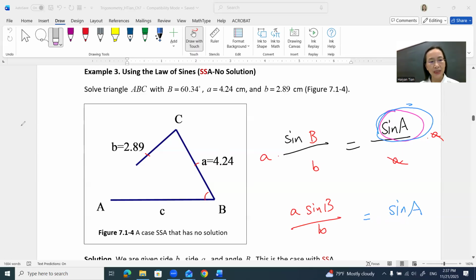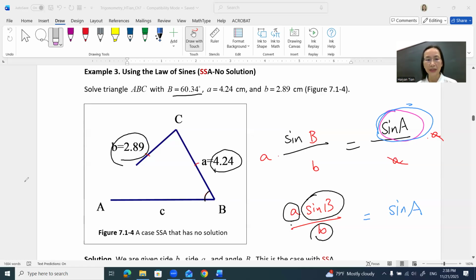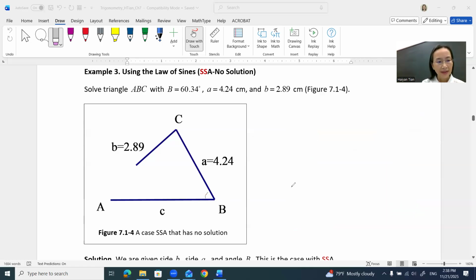So what is the value a given, right? You put a 4.24 here. And what is the capital B? B is also given, 60.34 degrees. And then you take a calculation of sine of 60.34 degrees. And what is the lowercase b? b is also given as 2.89. So we put all these numbers, then we can find sine A.